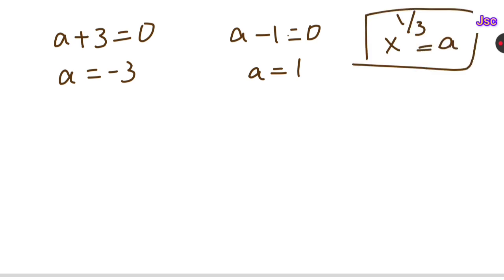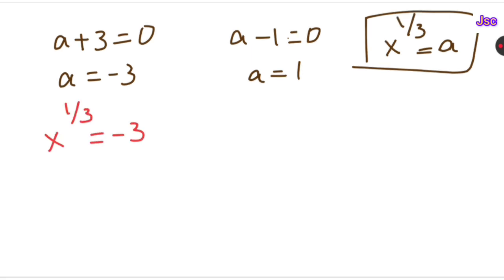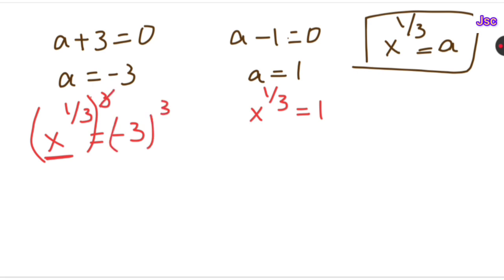So instead of a I am going to write x raised to the power of 1 over 3 equal to minus 3. Here also instead of a I am going to write x raised to the power of 1 over 3 equal to 1. Our goal is to find the x value. So that's why on both sides I am going to take the whole raised to the power of 3. Then we can cancel 3 and 3. We will get only x on the left hand side, equal to minus 3 raised to the power of 3, which gives minus 27.